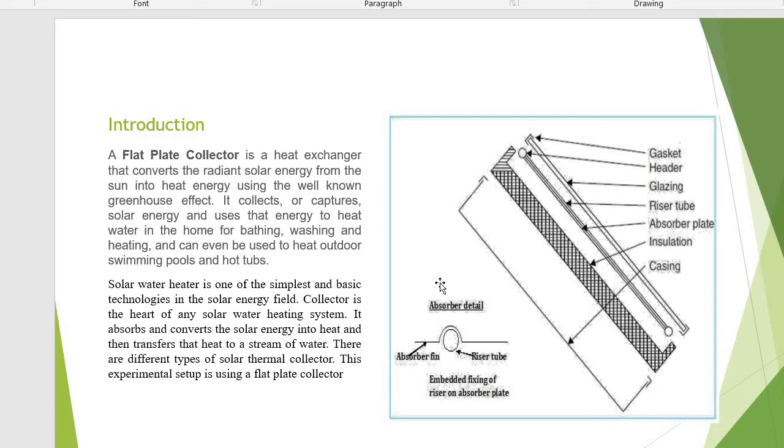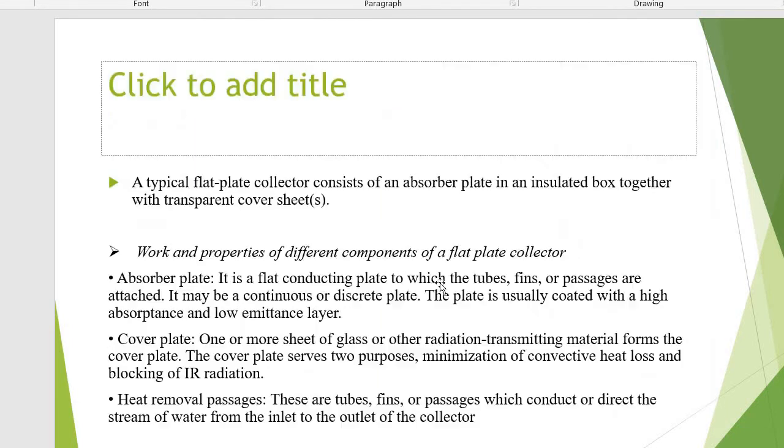There are different types of solar thermal collectors. So this setup is using a flat plate thermal collector. We can see there is a gasket, a header, glazing, a riser tube, the absorber plate, and the insulation casing, right. A typical flat plate collector consists of an absorber plate in an insulated box together with the transparent cover sheet. So how does it work?